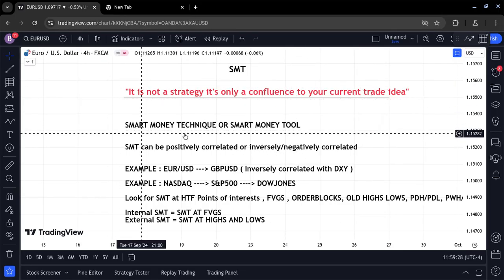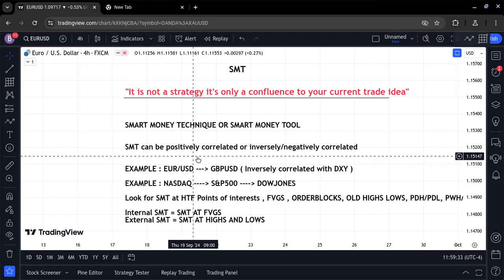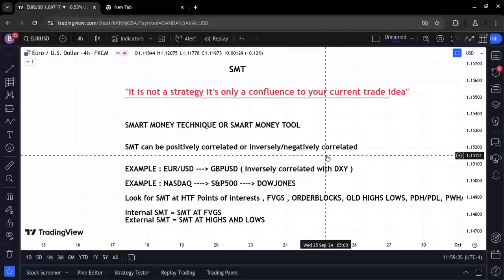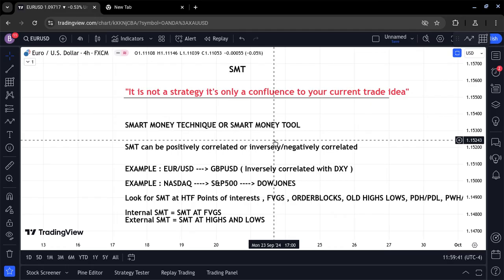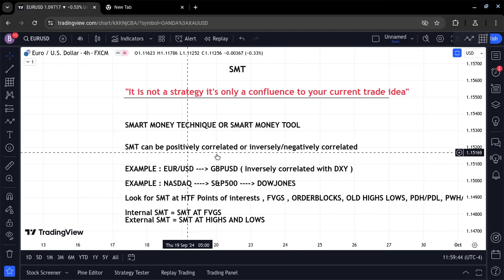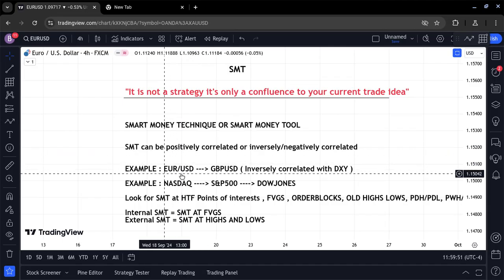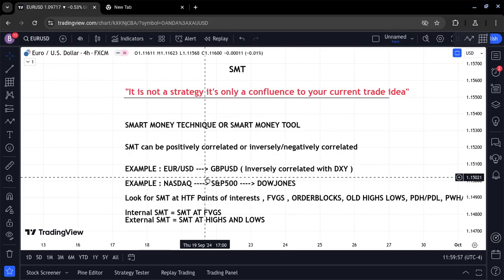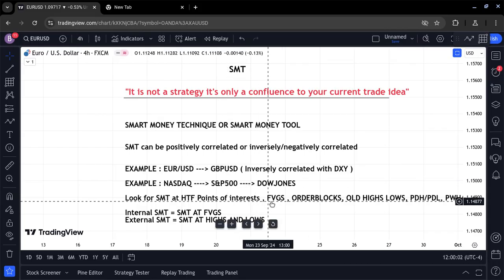It's a confluence. It's a reinforcement to your trade idea. SMT, smart money technique or smart money tool. It can be positively correlated or inversely, meaning negatively correlated. The inverse, negative correlation part I'll cover in another video. I just want to make sure that you understand positive correlation, because if you understand this, it's more than enough. It's not rocket science or a Da Vinci code which you have to decode. As an example, Euro USD is positively correlated with GBP USD. Another example, Nasdaq, S&P, and Dow Jones, the US 100, 500, and US 30.